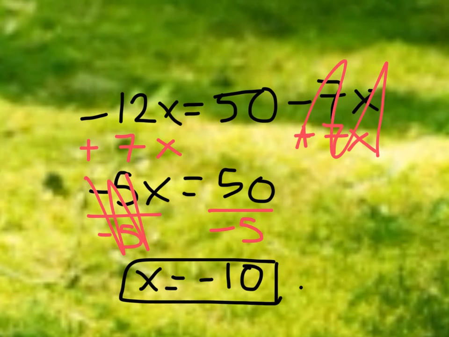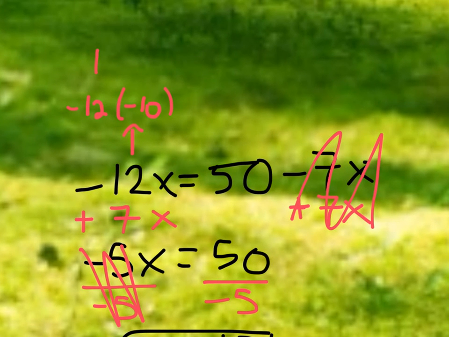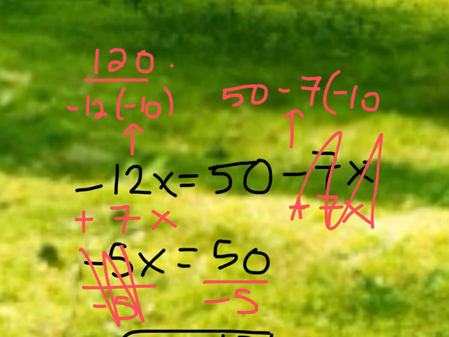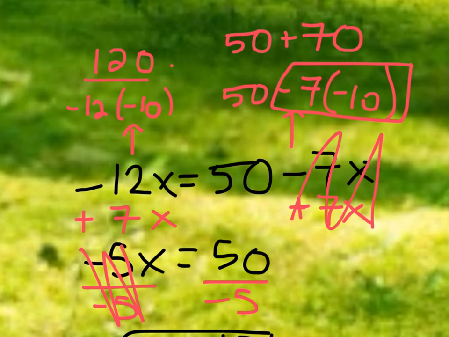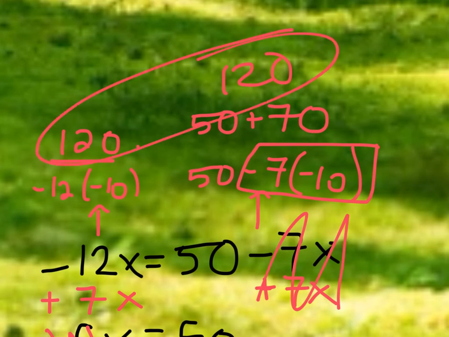Real quick, let's double check that answer. On the left side, we would be doing negative 12 times negative 10, which is positive 120. And on the right side, we'd be doing 50 minus 7 times negative 10. And again, since these are both negative, it would be adding 7 times 10, which is 70. And 50 plus 70 is, in fact, 120. So we've got the same answer on both sides. So we've got the correct answer.